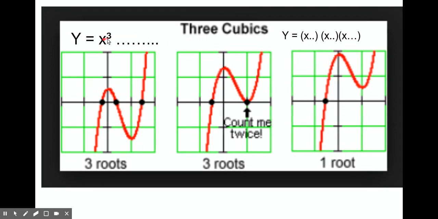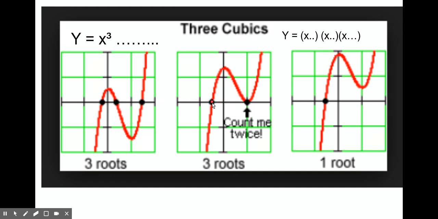Cubic just means it's to the 3rd power. So all of these are examples of what could happen in a 3rd power polynomial. This is your typical, it's the power of 3, so it has 3 x-intercepts, and here they are, 3 different x-intercepts. It crossed the x-axis here, here, and here. That's 3 times.